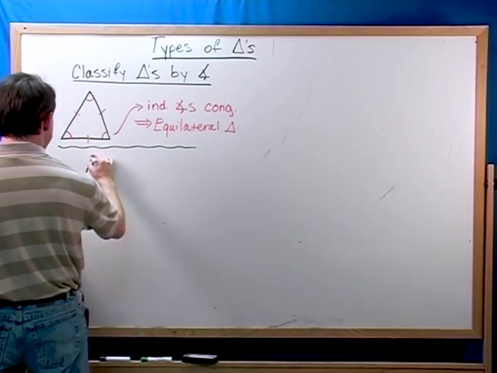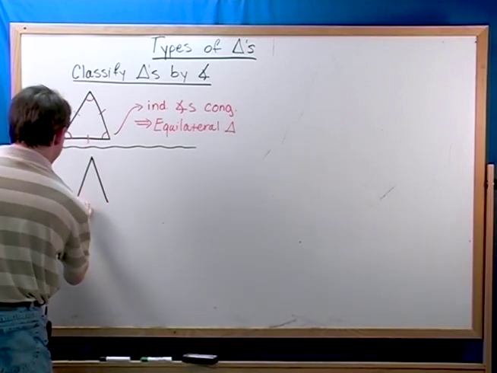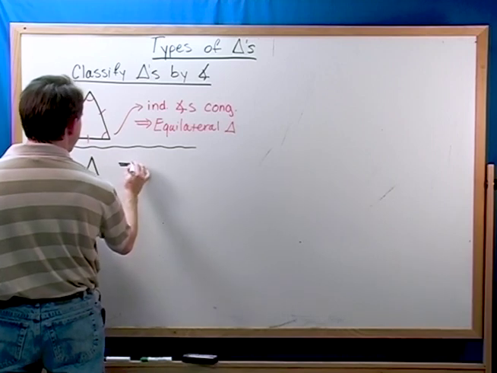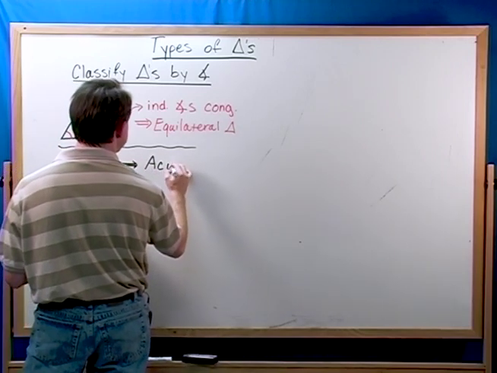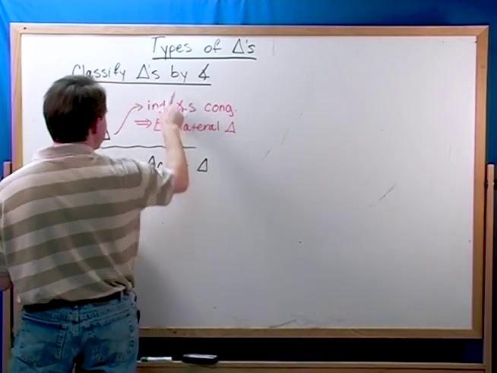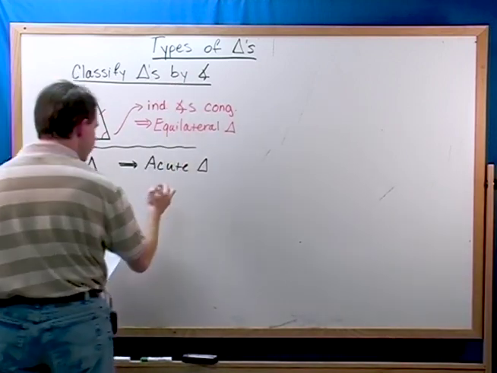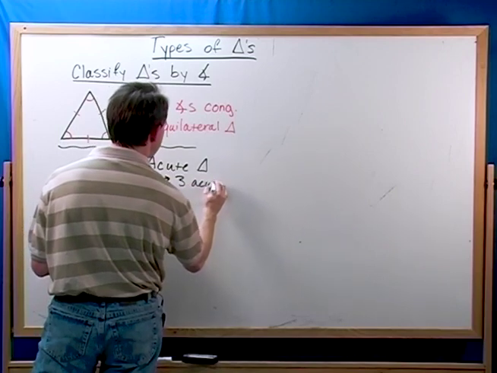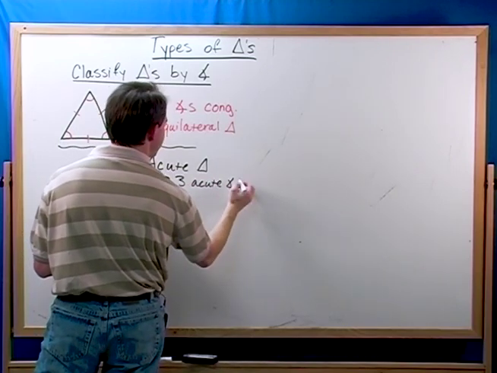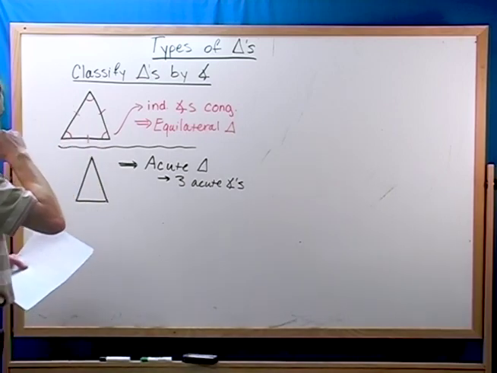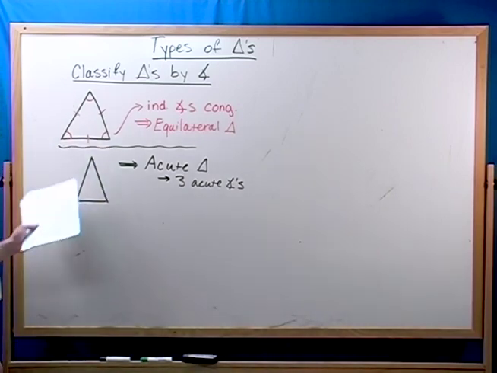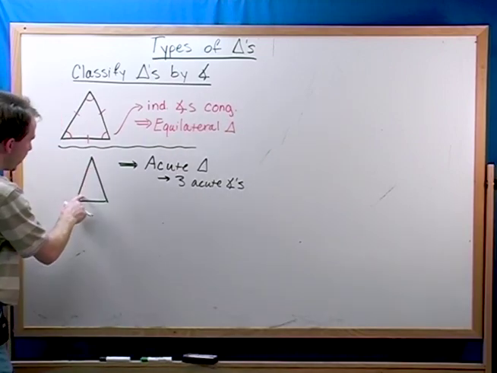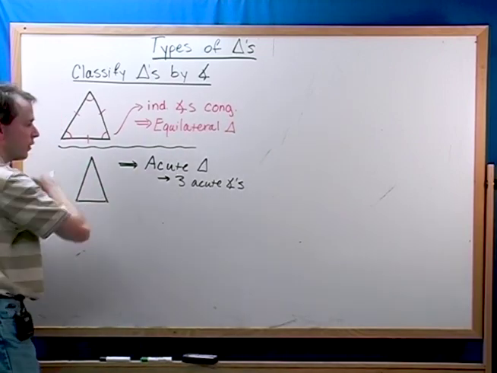Let's draw a triangle like this. Okay, I'm going to write something over here and we'll talk about it. This type of triangle is called an acute triangle. And remember, we're classifying by the angles. And it's acute because the three angles inside are acute. That's all you have to know right there. If you have a triangle and you're trying to classify by the angles inside, if this triangle has three acute angles, then it's called an acute triangle.